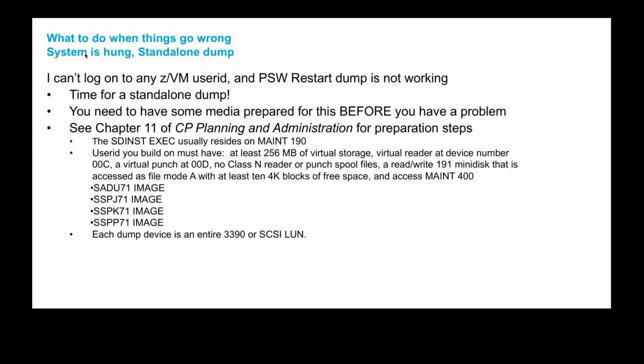But now is a really good time to go back and look through Chapter 11 of the CP Planning and Administration Guide and go through what you need in order to set up for a standalone dump. You'll need entire devices, so that would be an entire 3390 disk of any size or an entire SCSI LUN. You might need multiples of them. A lot of this depends on the size of your system. I think there is some guidance in there on what size you would need. And it takes you through exactly how to set those up.